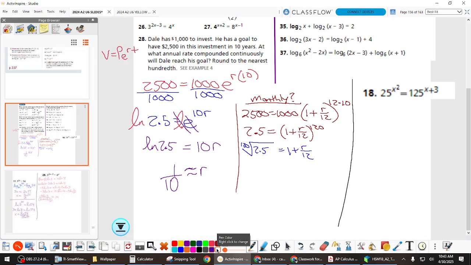Powers of 5 and then multiply. Yeah, so look at this, this is 5 squared, so the x squared, and this is 5 cubed, so the x plus 3. And then what do we do with the 2x squared and 3x plus 3? We can drop the bases at the same time. So 2x squared equals 3x plus 9. And then hopefully you recognize right away that that is a what kind of equation?